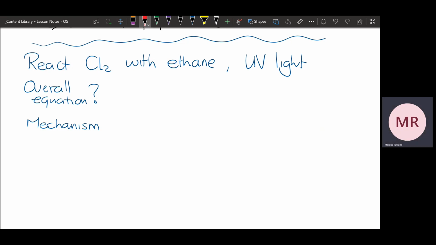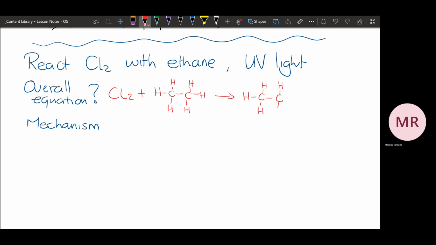Okay, the answer is that you should predict just the simple substitution. So Cl2 plus ethane, I don't know how you're choosing to represent it, I'll just draw it a bit full structurally. And you just predict one hydrogen will swap. So you'll get chloroethane. It doesn't matter where you put that chlorine, the positions are all the same.